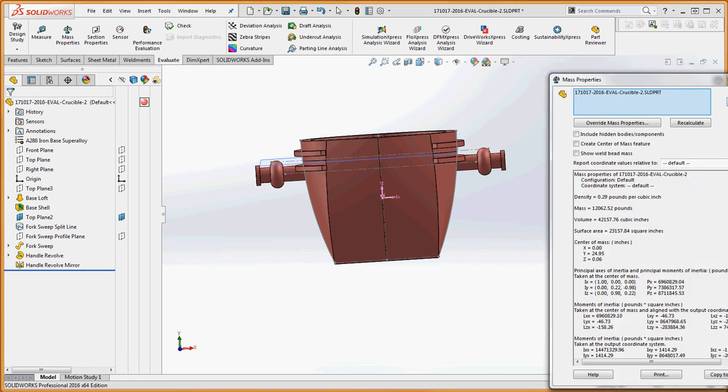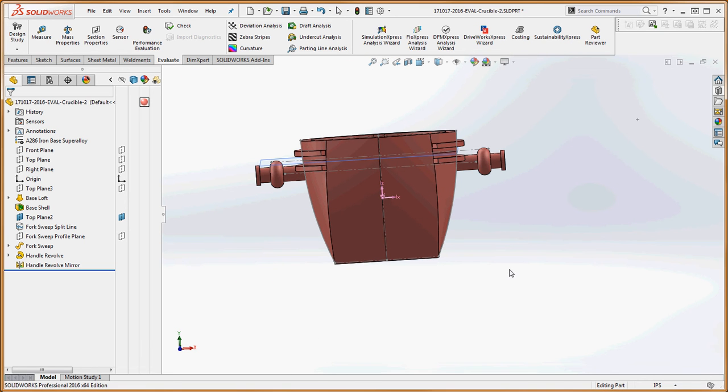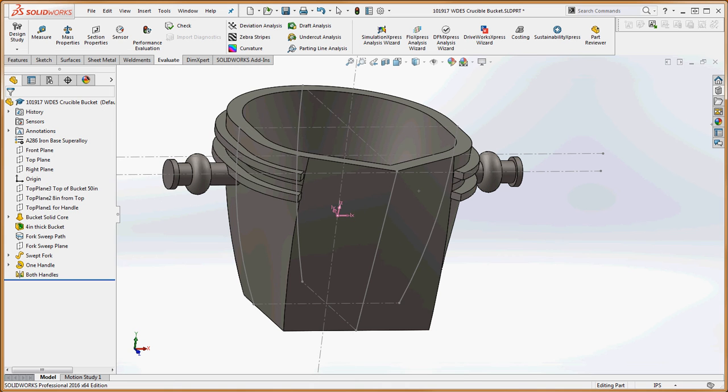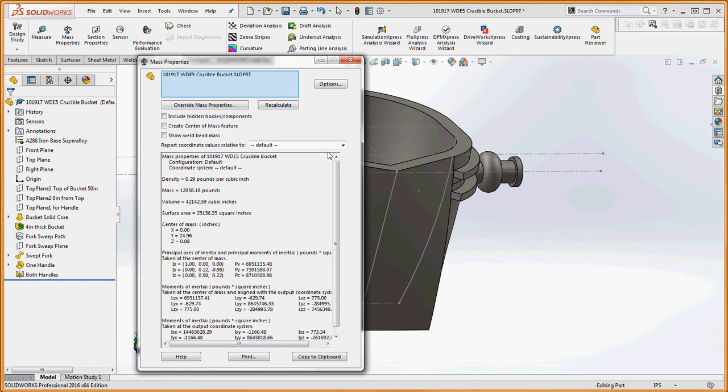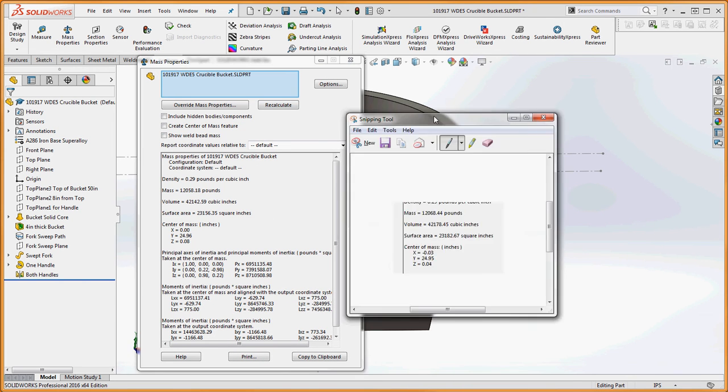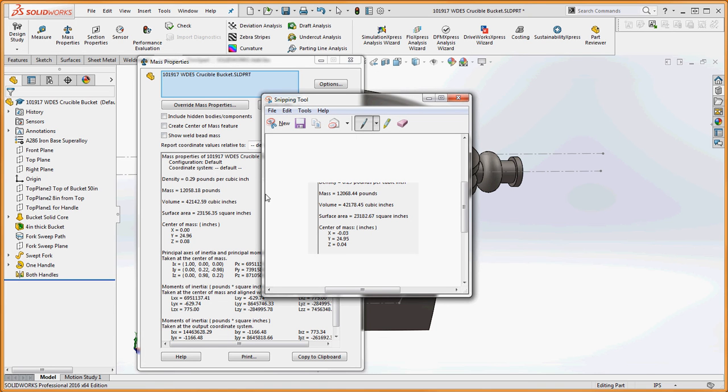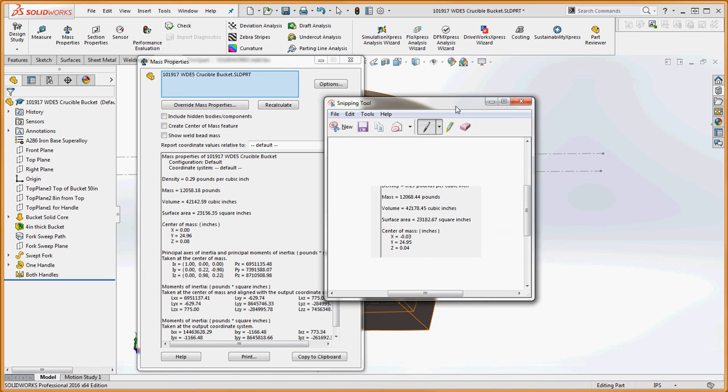So anyways, everything looks good on the student model. And I think you can probably go from there. So actually, let's just do the mass properties in the student model. His is a little bit different too. 12058.118, and mine's 12068.44. So off by 10 pounds. Not bad. So continue on.